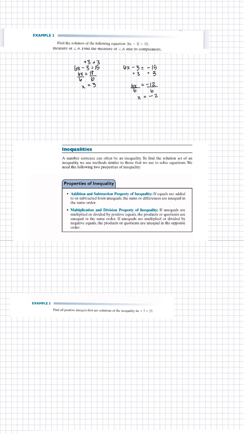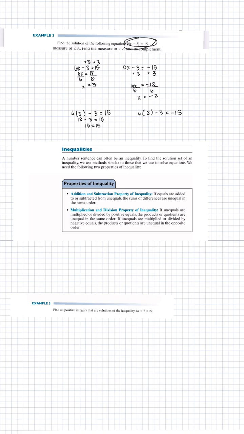Now, in order to check that both of your answers are correct, you have to put them back into this equation up here. So let's try it out. We got 6 times 3 minus 3 equals 15. And the other one is going to be 6 times negative 2 minus 3 equals negative 15. So to solve this, we're going to get 18 minus 3 equals 15, and it does equal 15. 15 equals 15.